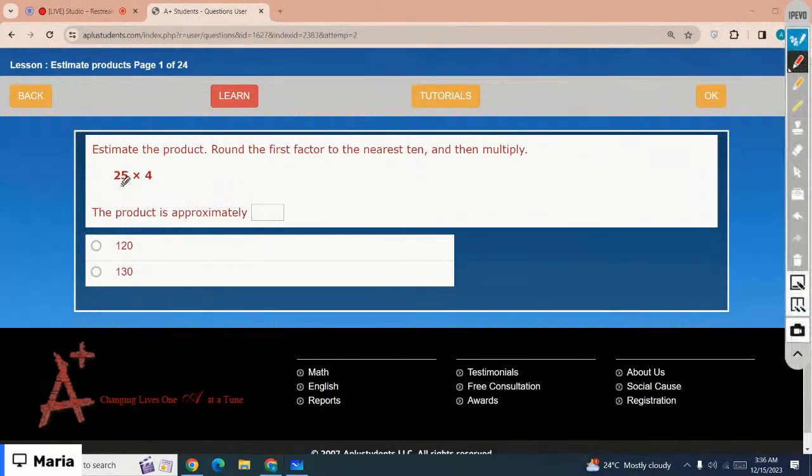5 is the digit right next to the tens digit. 2 is at the tens position. On the right hand side of the 2 is 5. And 5 is equal to 5. That means you need to round up, right? So 25 is rounded to 30. And 30 times 4 equals 120. Yes, very good. The correct option is 120.